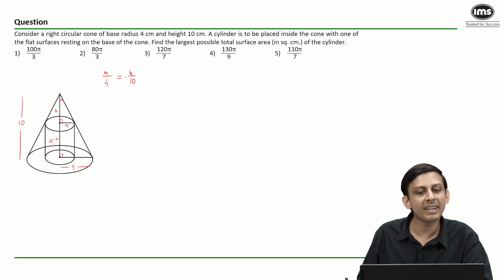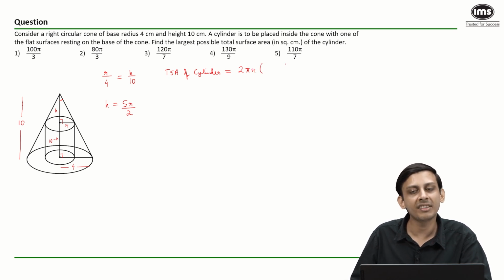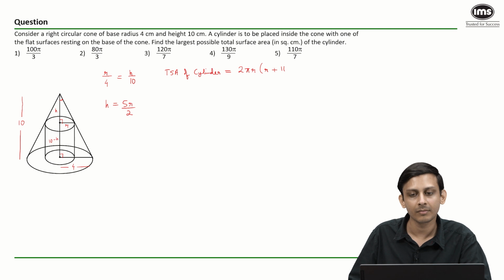Okay, so now we can express h in terms of r. We can get that h is equal to 5r divided by 2. Now if you look at the total surface area of the cylinder, what is the total surface area of a cylinder? It is 2 pi into the radius, which is r, into r plus the height of the cylinder, and the height of the cylinder is 10 minus h.